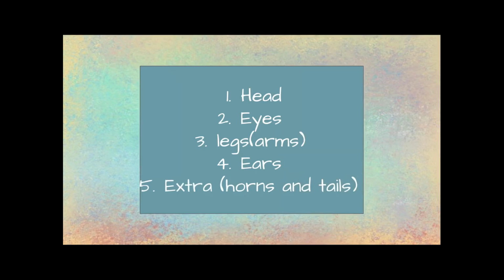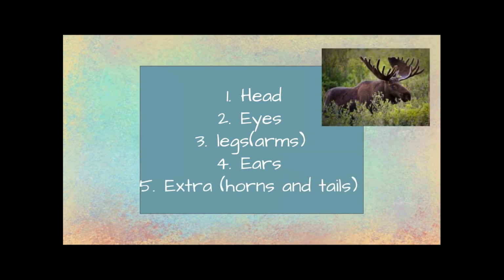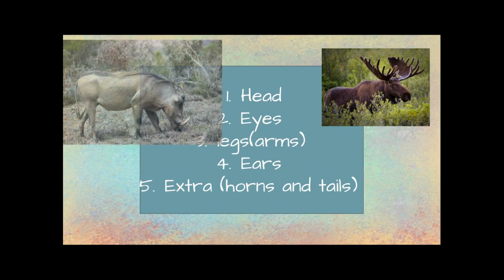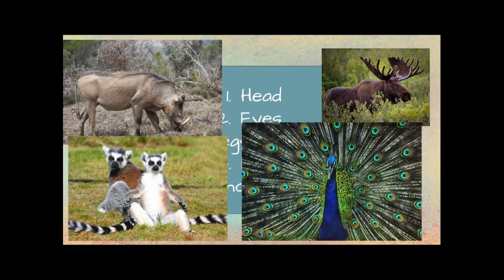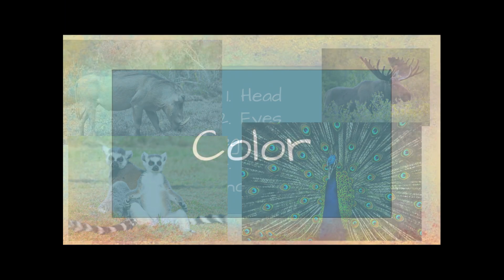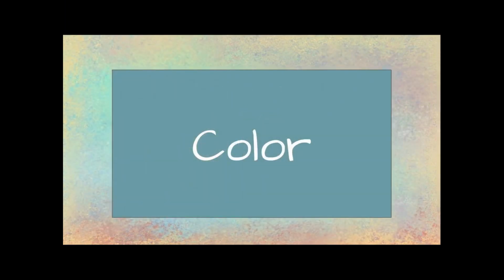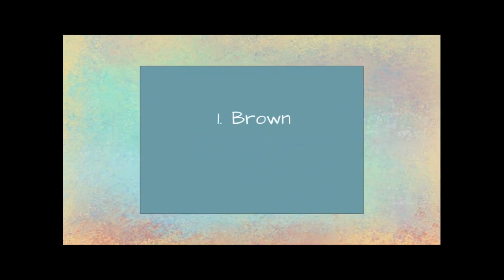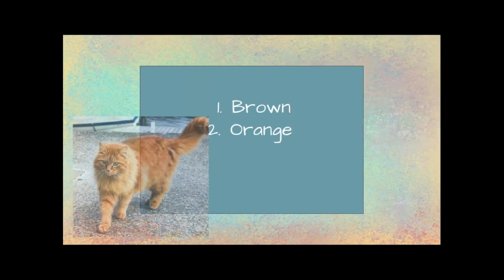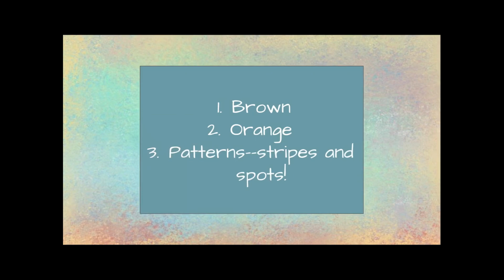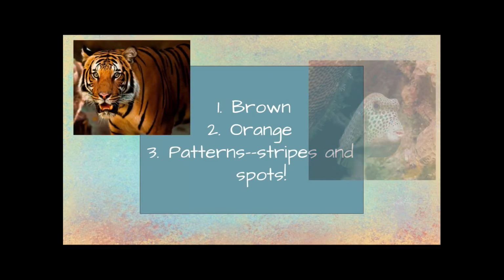Other things like horns and tails, like the antlers on a moose, or the tusks on a wild boar, or the fancy pants tails on these ringtail lemurs, or the beautiful feathers that make the tail on this peacock. Talk about color, we also see colors like brown, especially on things like grizzly bears, or orange like this tabby cat. And we also see different kinds of patterns on animals, like stripes on this tiger, or spots on this fish.